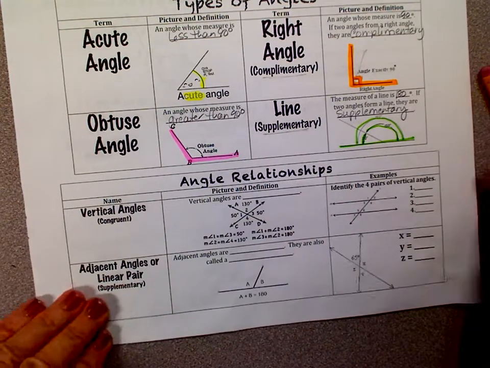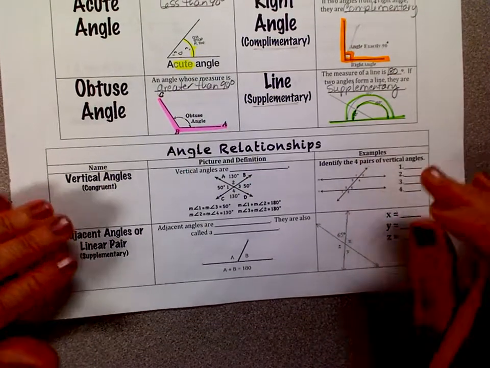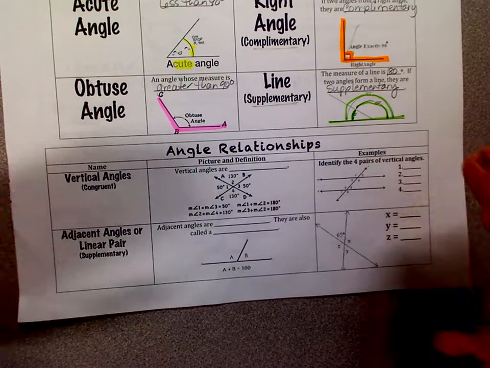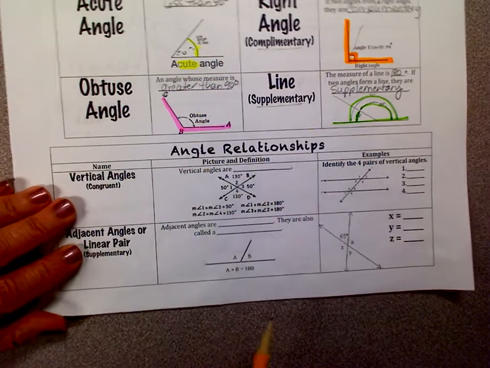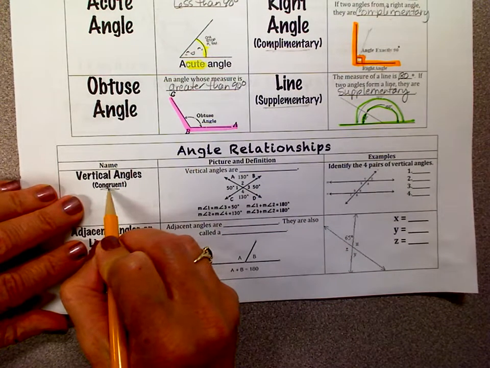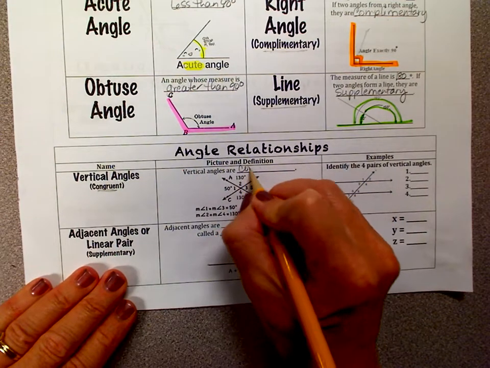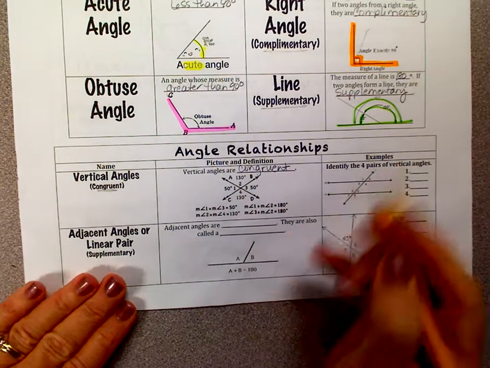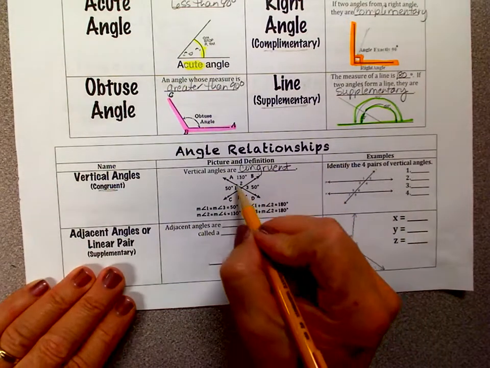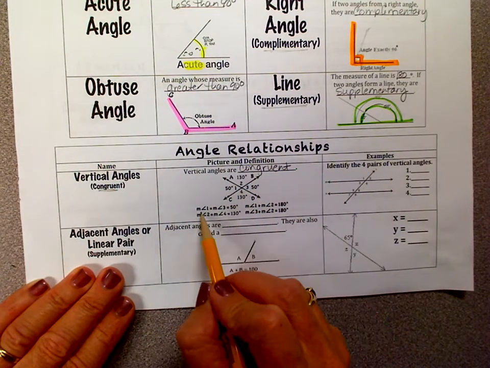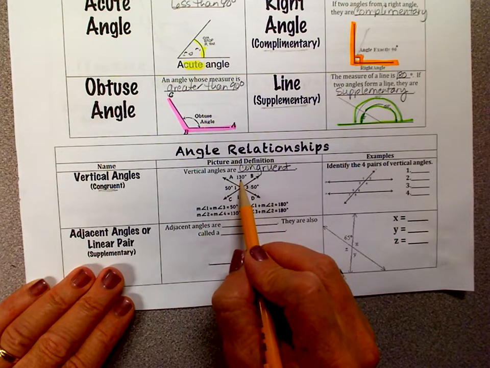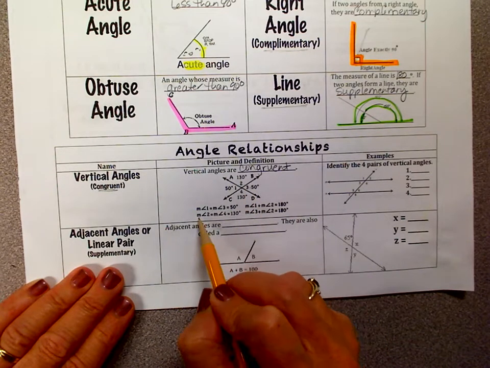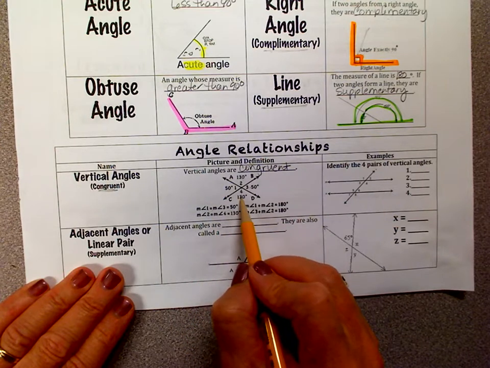Now angle relationships. A lot of these are going to be familiar, but I thought it'd be nice to have these all in one spot where you see the names. Vertical angles. Vertical angles are congruent, which means they're the same. Sometimes people call them opposite angles. You guys did really well here. The measure of angle 1 equals the measure of angle 3, which is 50 degrees. So if that's 50, that's 50. Then if this is 130, that's 130. The measurement of angle 2 equals the measurement of angle 4, and they're both 130.